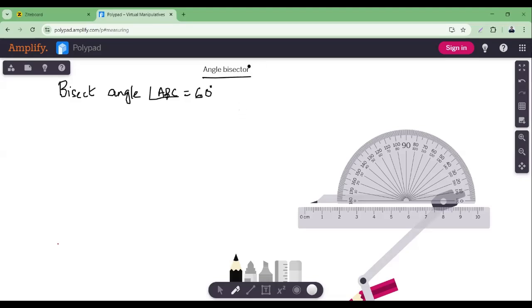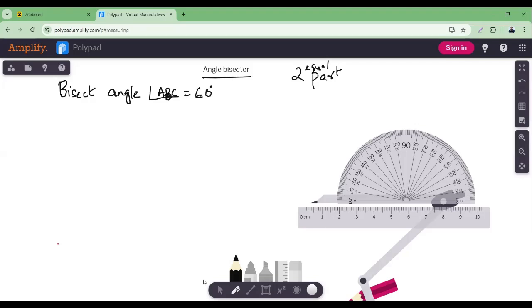Again, what is the meaning of bisector? Bi means two. Sect means parts. Two equal parts. We have to cut or divide an angle into two equal parts. How are we going to do that? For that, we have taken an example of bisecting an angle ABC, which is 60 degrees, and we are going to bisect it.